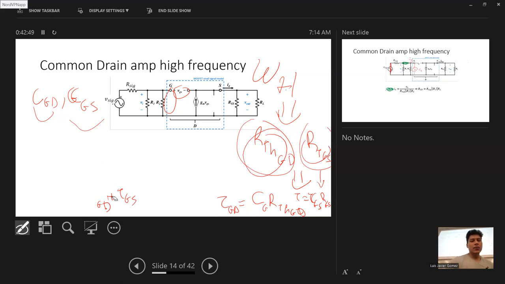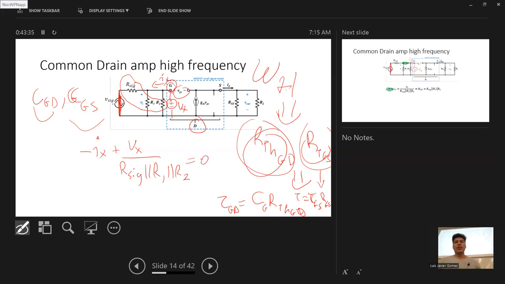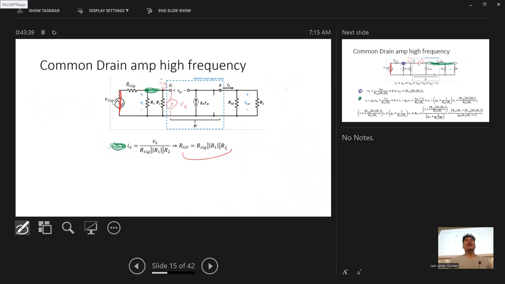Okay, so now let's find one of these really quickly. Let's say I do a Vx test, Ix. Because I'm finding a Thevenin resistance, I have to short all outside sources. So here's Vx and here's Ix. What is the Thevenin resistance looking from the gate and the drain? These three are in parallel. So you have a KCL loop that is basically negative Ix plus Vx divided by R sig in parallel to R1 in parallel to R2. And so you can find the ratio of Vsig and R sig to this. Is that clear to everyone?